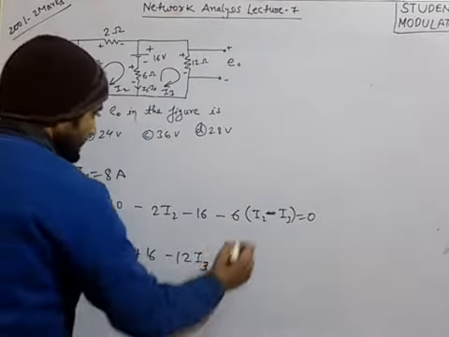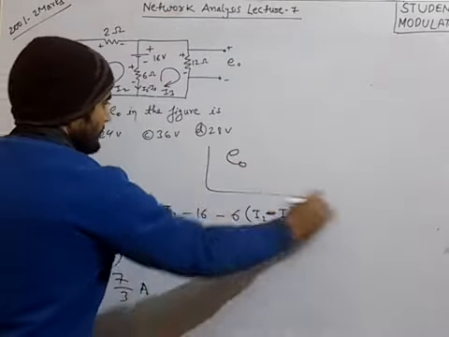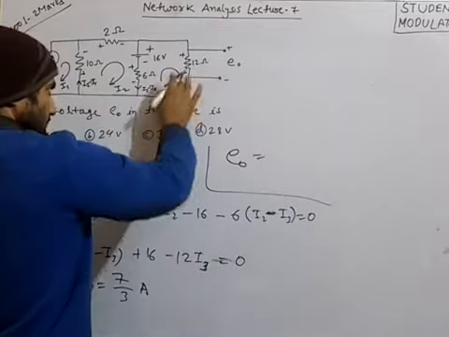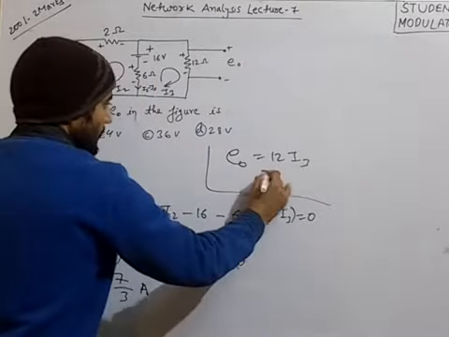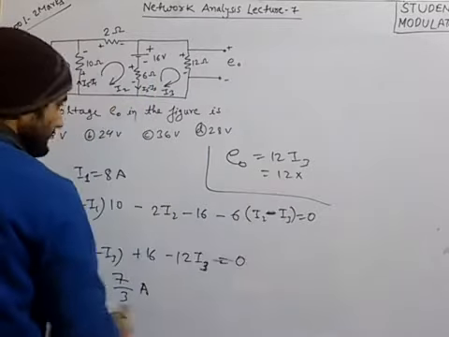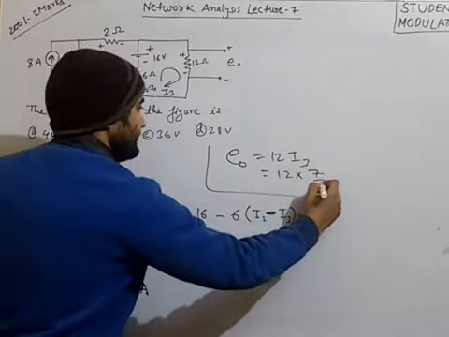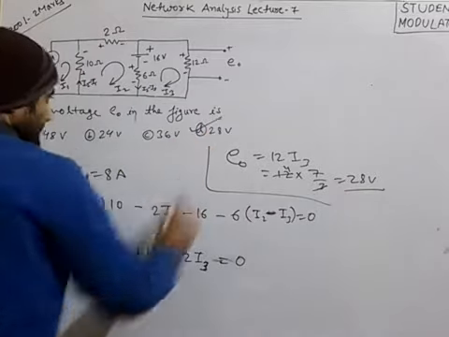So E0 we can easily write as the 12 ohm voltage drop. So 12 into I3, the value of I3 is 7 by 3, 3 4s are 12, 28 volt. So this is the answer for the question. So B will be the right answer.